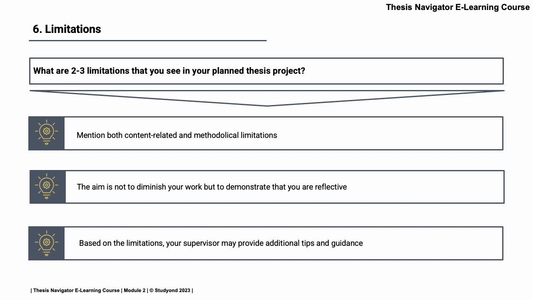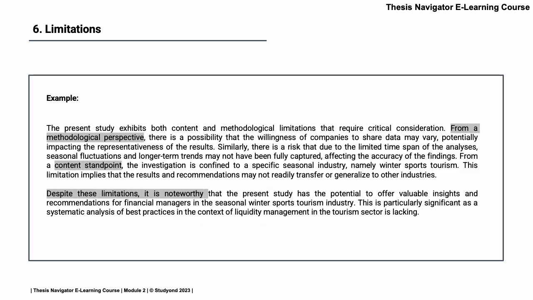First, we would recommend mentioning both content-related and methodological limitations. Second, it is important to be aware that this is not about speaking poorly of your work, but about showing your supervisor that you are a reflective person and are aware of the limitations of your work. Third, you should definitely use the first meeting with your supervisor to discuss how the limitations you see in your work can be mitigated or perhaps even eliminated.